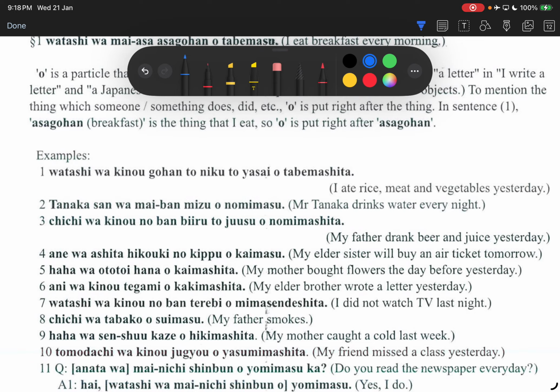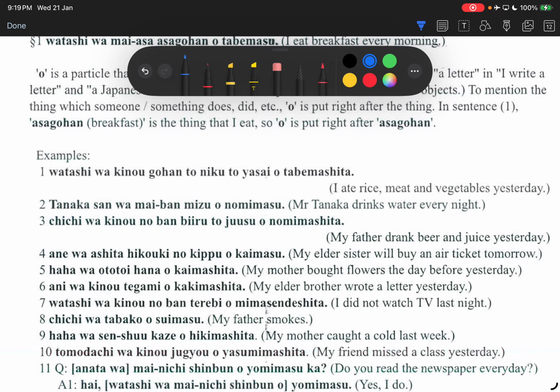Number 2. Tanaka-san wa 毎晩水を飲みます. So 水 is water. So what do I do to water? I drink the water, right? 水を飲みます. I drink the water. This is how I interacted with it. Number 3. 父は昨日の晩ビールとジュースを飲みました. So he interacted by drinking. He drank them. Right? Number 4. 姉は明日飛行機の切符. So 切符 relates to 飛行機. So ticket of airplane. So what did she do to it? Kaimasu, right? So she bought the ticket.